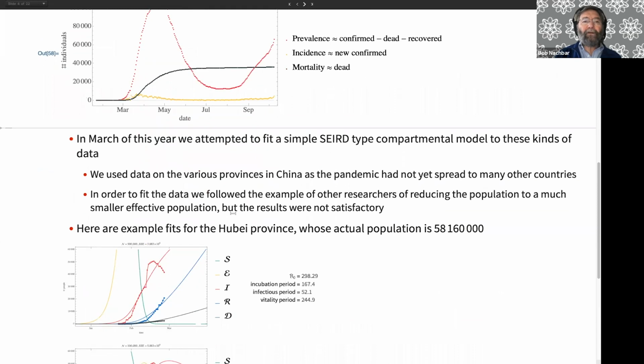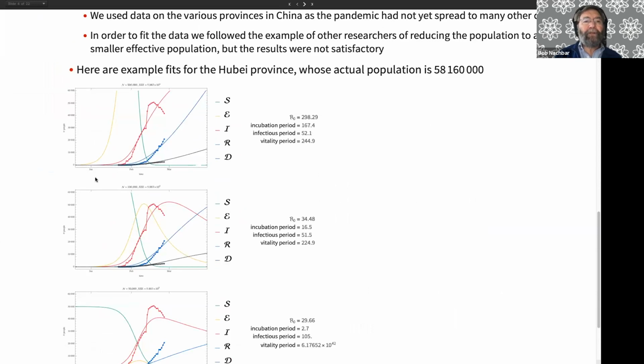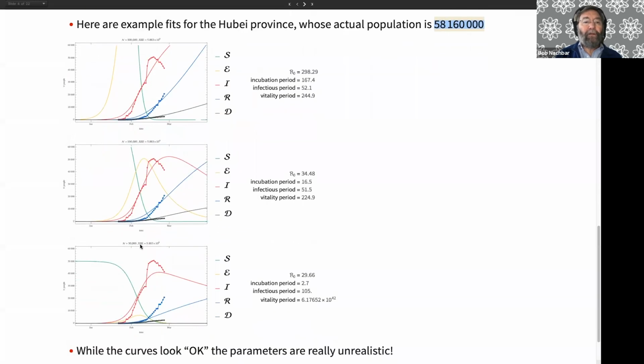So we had done earlier work, we were looking at the data from China, and here we can see that the outbreak occurred much earlier. At the time when I was doing that work, late February, early March, these were all the data that we had. And I was trying to model the data for the province of Hubei, which has 58 million people. And I was having a very difficult time doing that. And somebody suggested that they were able to fit the data by reducing the effective population size. And I tried that, and by reducing it to 500,000 or 100,000 or 50,000, I got fits that were better, but still not good.